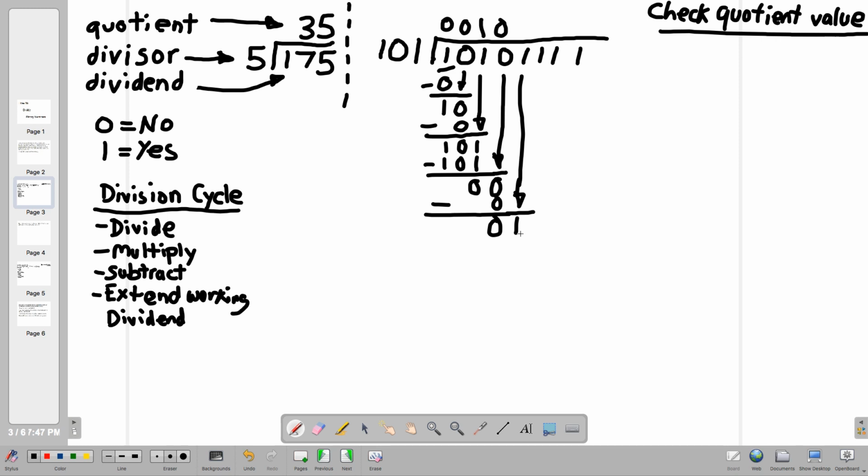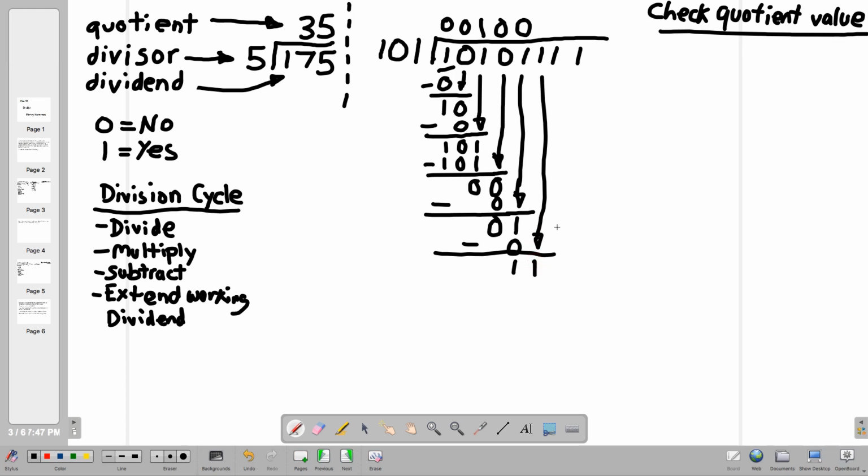Does 5 go into 1? The answer is no. So we put 0 to the top. And 0 times 5 is 0. And next step is subtract. So 1 subtract 0 is 1. And we extend the working dividend. So we bring down the 1. So 11 in binary is 3. Does 5 go into 3? The answer is no. So we put a 0 to the top. And 0 times 5 is 0.